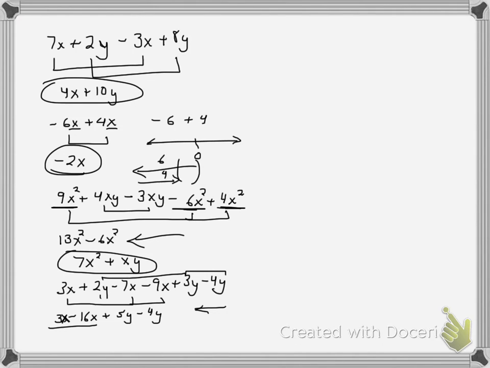Then I'm going to combine my x's. Recall they're in the opposite direction. I add 3, then I subtract 16. So I'm going to be negative. The difference is 13x. And 5 minus 4 is 1y.